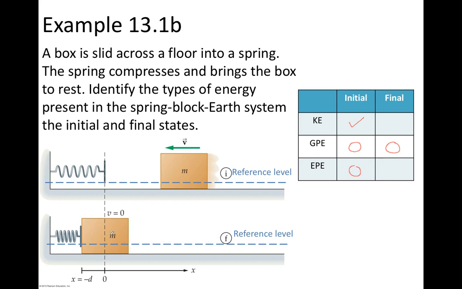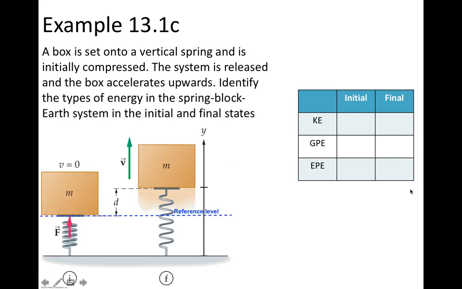In the final state, when the box is brought to rest, that means that the kinetic energy is going to be zero, and the spring becomes compressed, which means that there is elastic potential energy stored in the system. So what's really going on is the system starts with kinetic energy, and that kinetic energy gets transformed into a different type of energy, elastic potential energy.